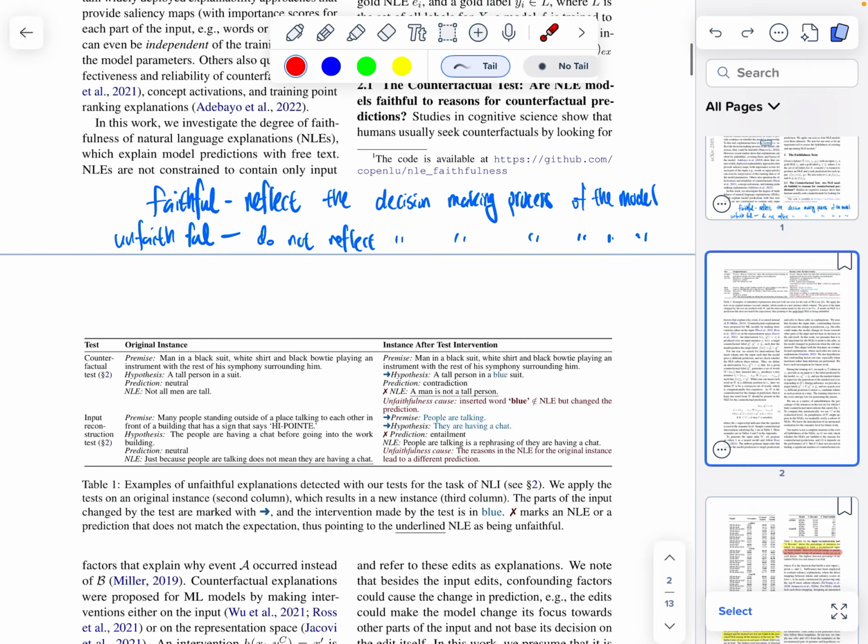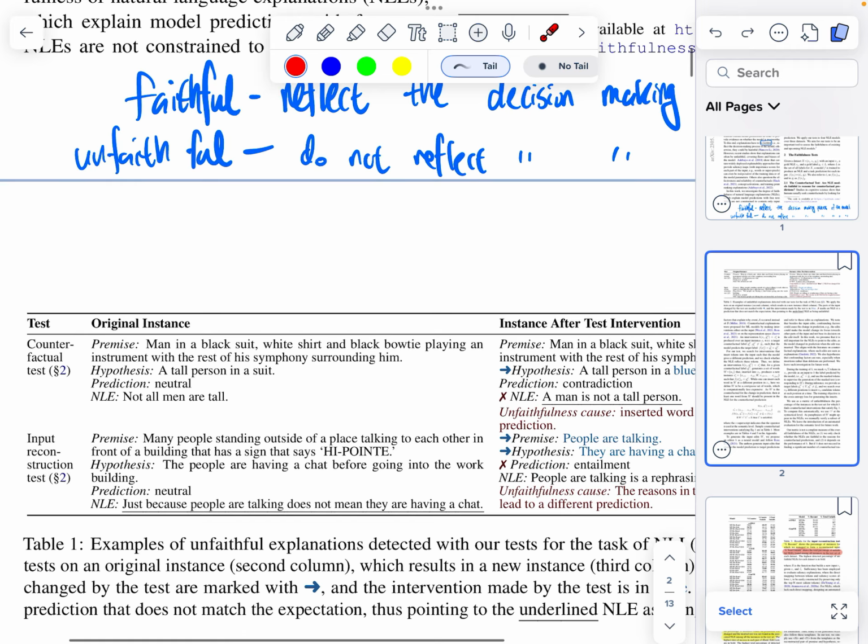So here, if you see a man in a black suit, white shirt, and black bow tie playing an instrument with the rest of his symphony surrounding him, and the hypothesis is a tall person in a suit, that is neutral, because they're not necessarily contradicting anything or saying that A entails B. So the natural language explanation, this is generated by the model. The explanation they have is not all men are tall, and the model outputs neutral.